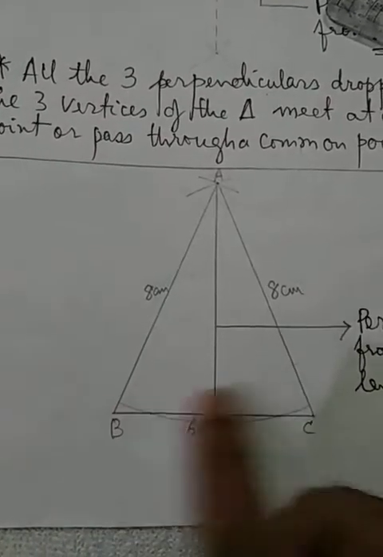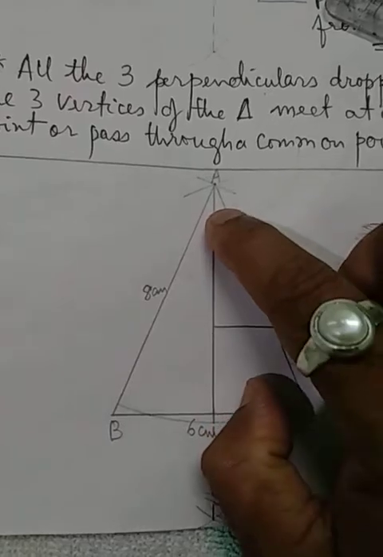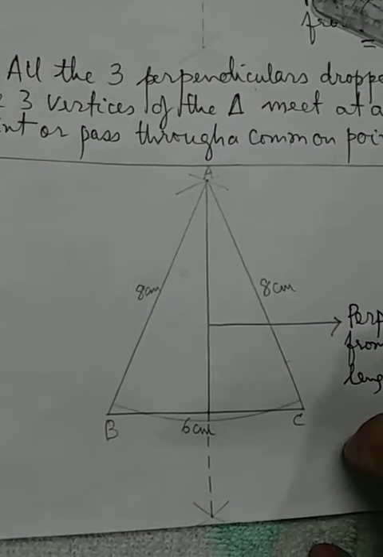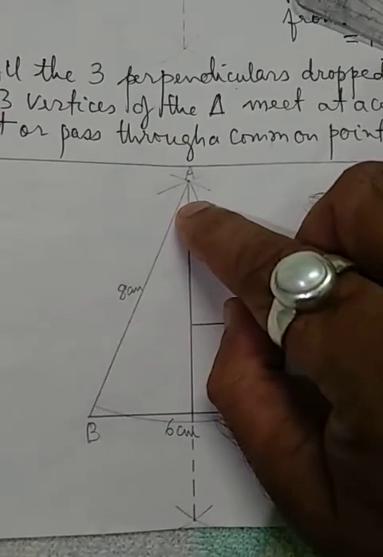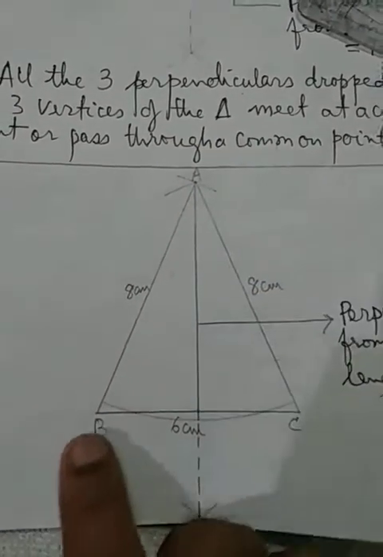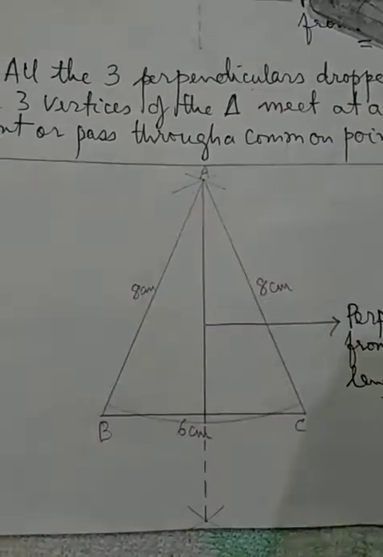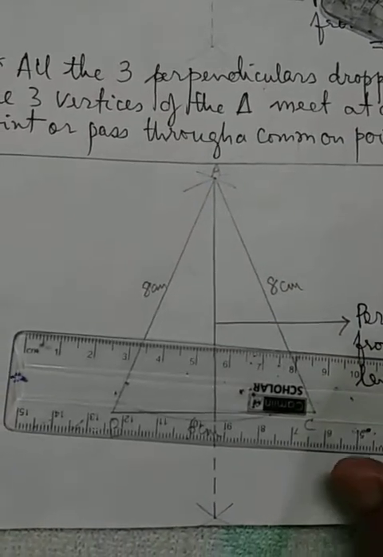So 70, 70, 140. The third angle should measure 40 degrees. Then the sum of angles in a triangle will be 180. So the third angle you measure and check whether it is coming 40 or not. 70, 70 I have shown. This one you measure and check whether it is coming 40. Then you know that okay, your work is correct.